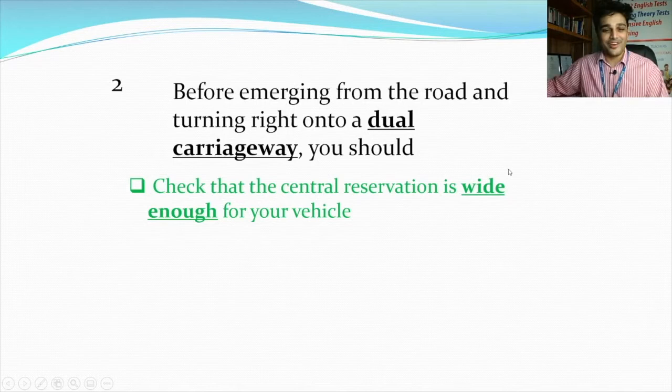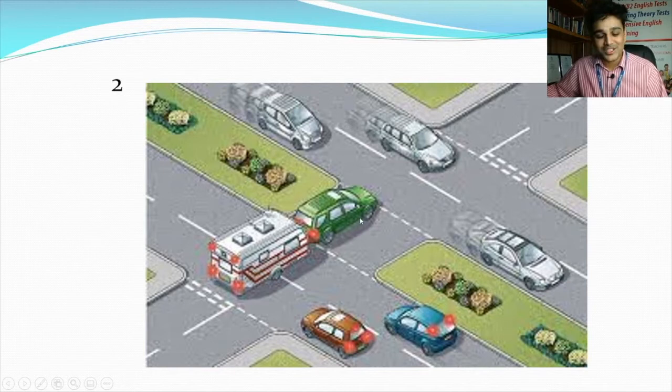Right, okay, so what is a central reservation? If you look here, it's picture time, guys. In picture time, we see that there is a central reservation here. There's two lanes on the right going this way, two lanes on the left going this way. You have a blue car and you have a brown car. Now, this car here has blocked the path because he didn't check if the central reservation was wide enough for him. So he's blocking traffic waiting to go.